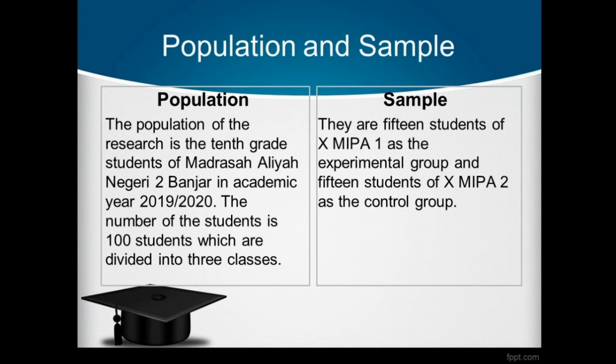And for the sample, there are 15 students of 10 MIPA 1 as the experimental group and 15 students of 10 MIPA 2 as the control group. And the technique to take the sample used by the researcher is cluster sampling. This technique requires taking the sample based on groups that already exist in the population. To make it easier, the researcher took 2 groups as the sample, as I have mentioned.